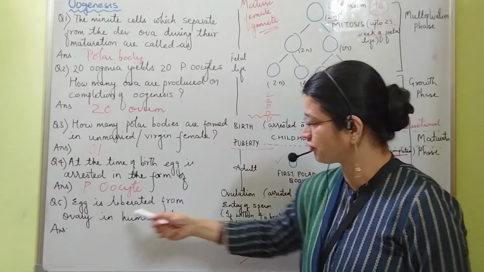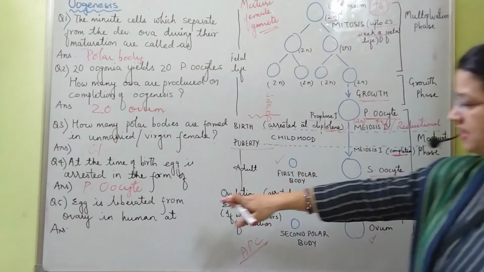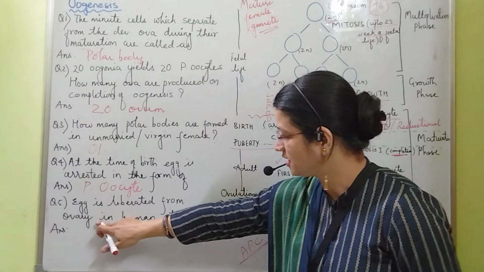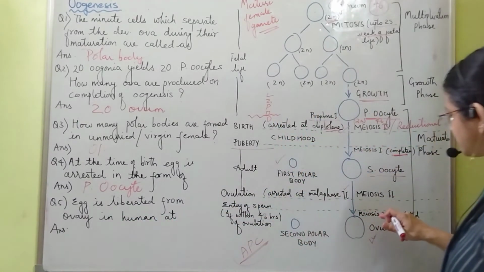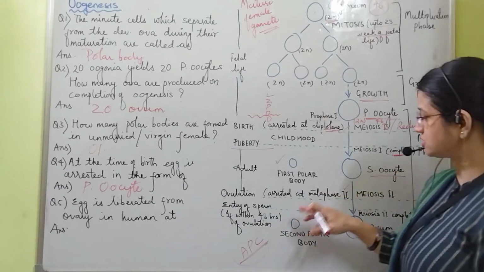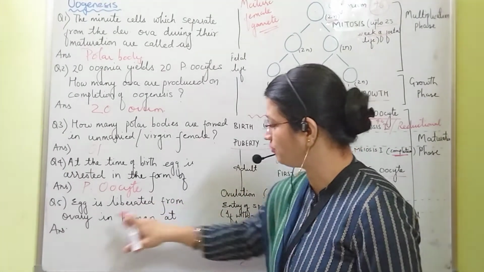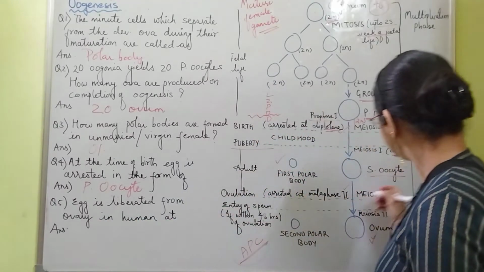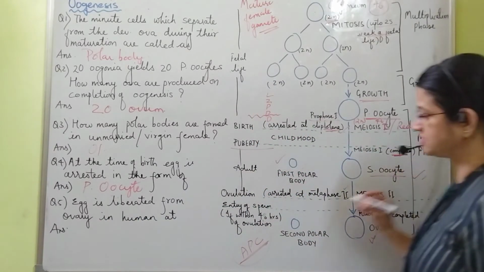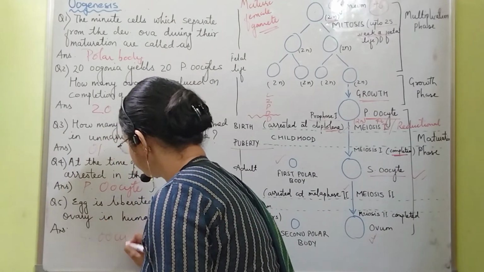Egg is liberated from ovary in human at? Now in human at which stage is it liberated? We are talking about when there is no stimulus. Clear? So egg is liberated from the ovary in human at the secondary oocyte stage. So here the answer will be secondary oocyte.